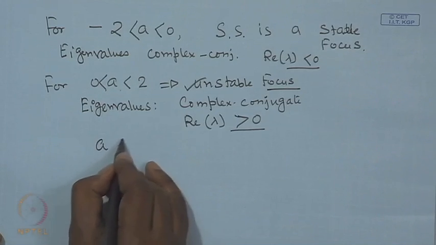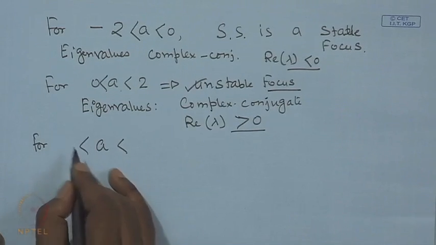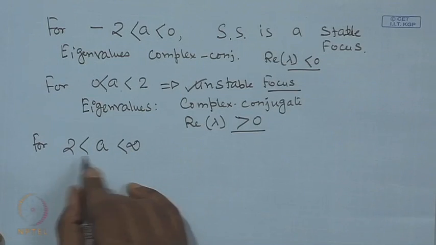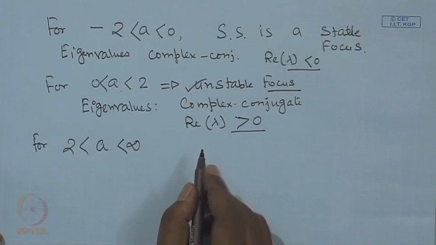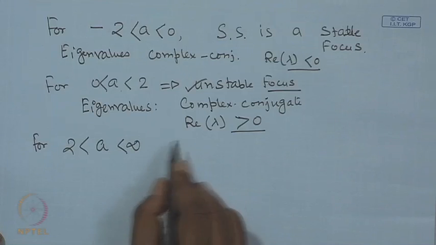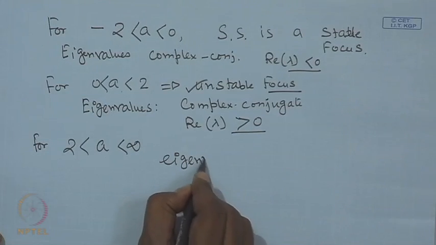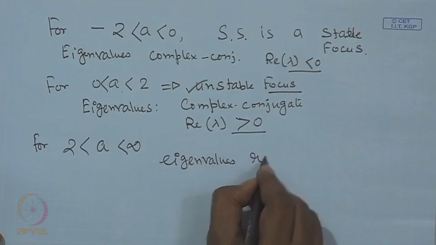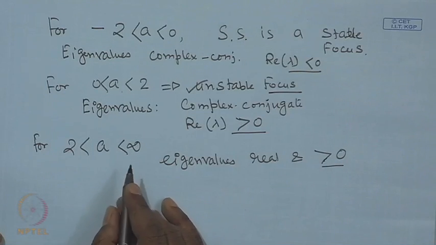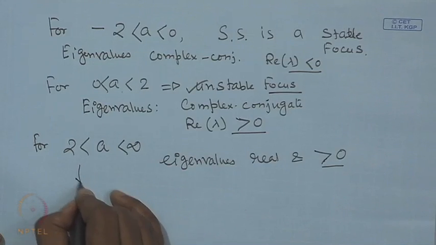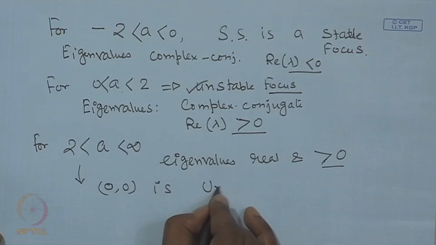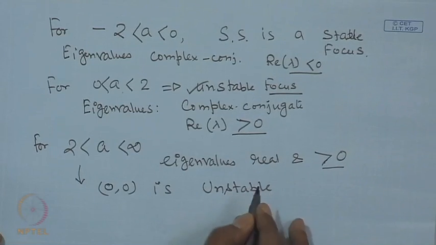Now, for A lying between 2 and infinity, if you look into the solution, A plus minus under root A square minus 4, you will have the eigenvalues real and greater than 0, always positive. So, you will get an unstable node. So, for this condition the steady state 0 0 is nothing but an unstable node.